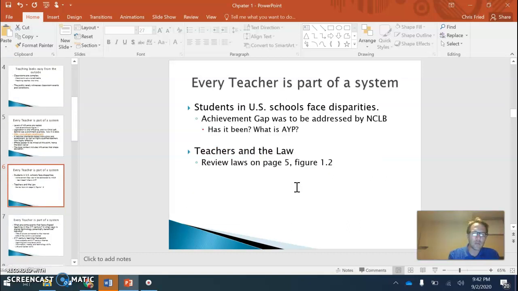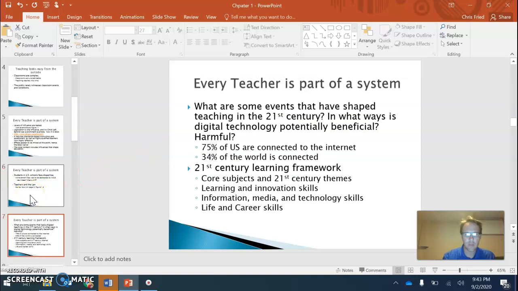It also covers what students in U.S. schools face, some of the disparities. What is the achievement gap? Something that we might experience here in our area. So there are a lot of components here in this piece on every teacher being part of a system.